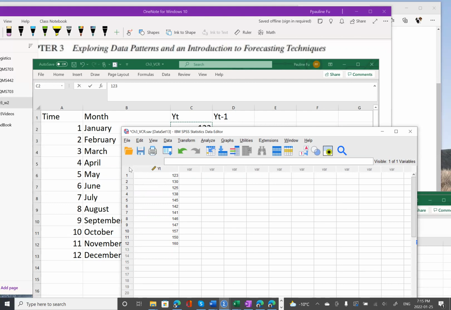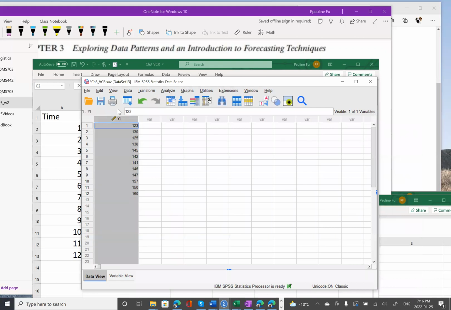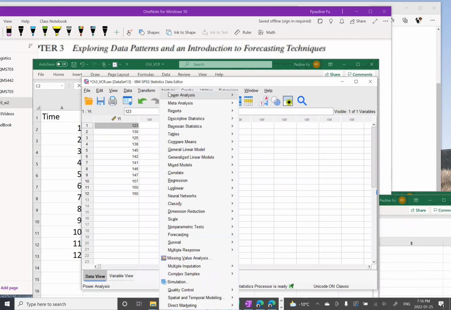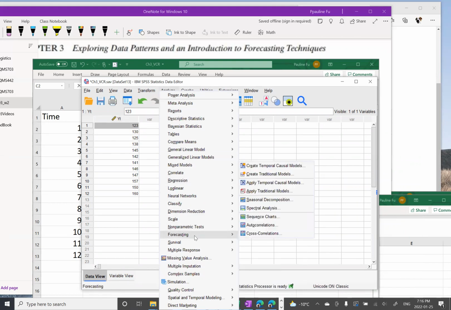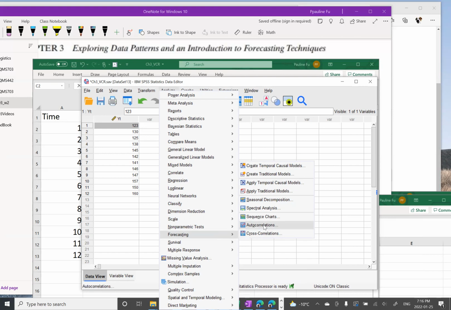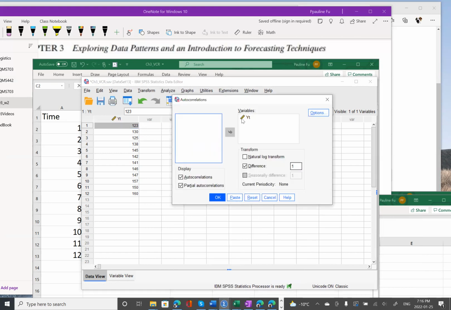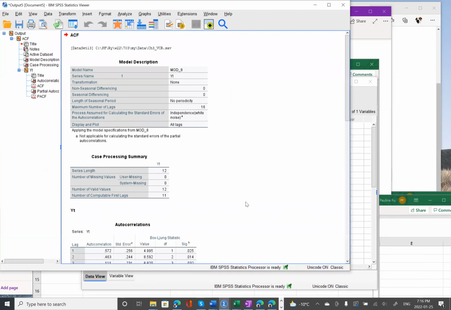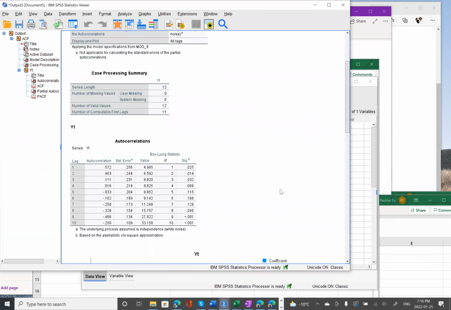Once you have it here, you go to Analyze, go to Forecasting, and then select Autocorrelation. After that, you select the variable. Initially, it is in this format. So you select this yt into Variable, and then you click the OK button. So you have this output from SPSS, and it gives you the autocorrelation.